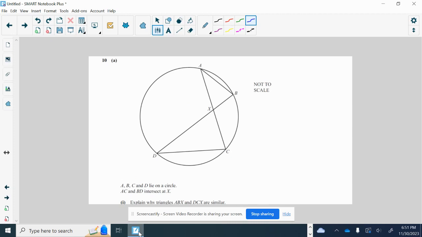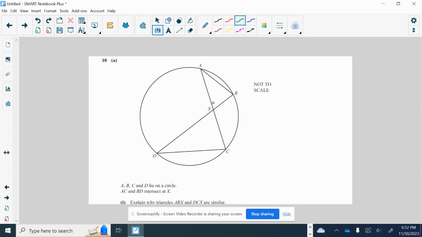Right, so A, B, C, and D lie on a circle. A, C, and B, D intersect at X. Explain why ABX, which is, let me draw it out. This looks like a classic. Why they're similar, I'll show you why.